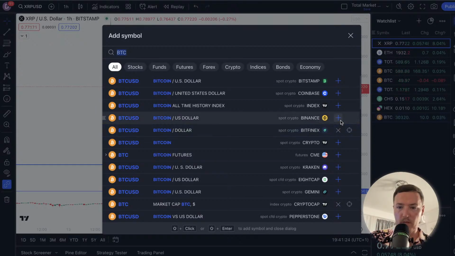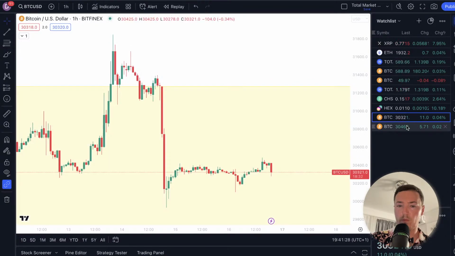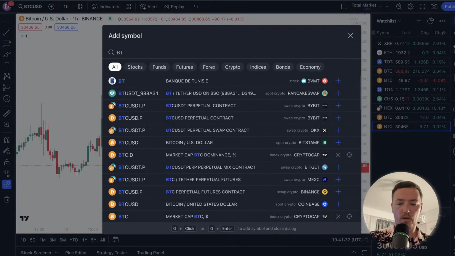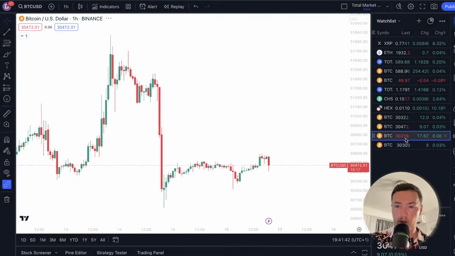Go Bitfinex and Binance. So did anyone in the chat know how I can get my charts back?